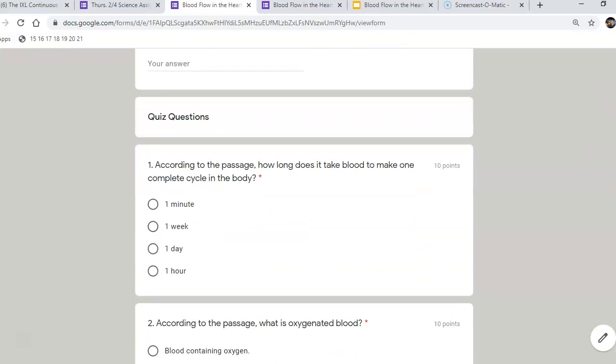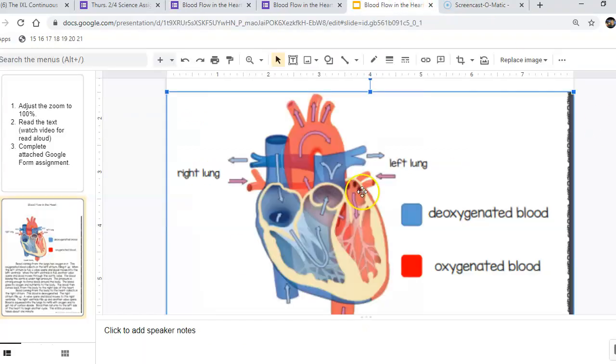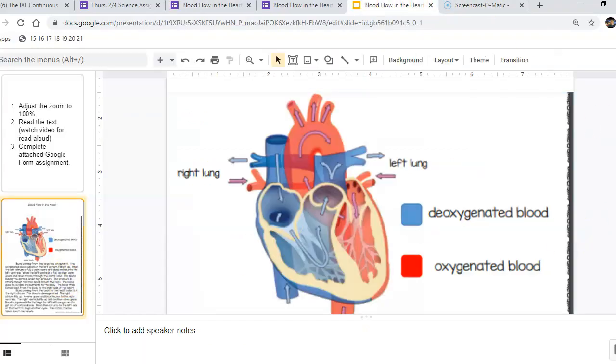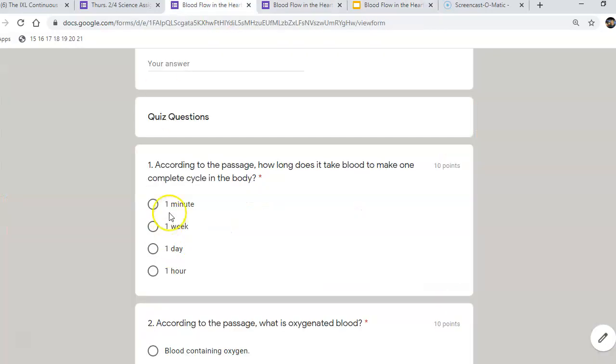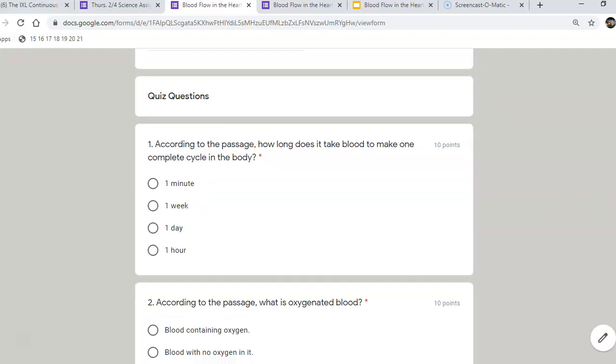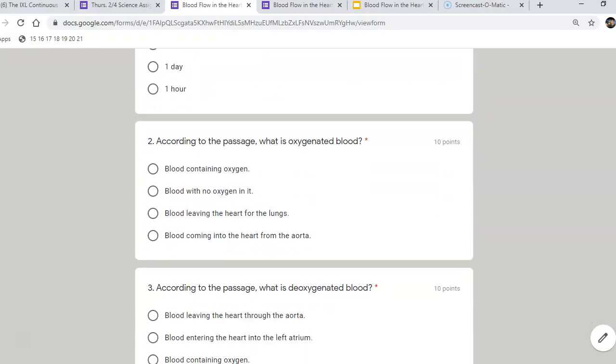All right, number one, according to the passage, how long does it take blood to make one complete cycle in the body? Well, that answer is in the last two sentences. Read those last two sentences there so that you can see what the answer is, and decide whether it takes 1 minute, 1 week, 1 day, or 1 hour for blood to make one complete cycle, according to the passage.